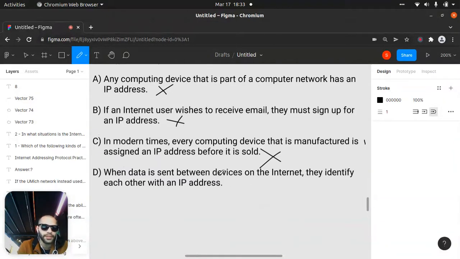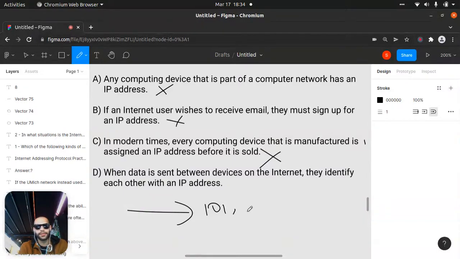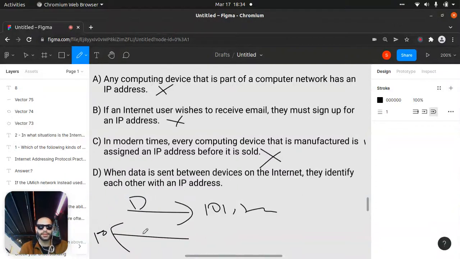When data is sent between devices on the internet, they identify each other with an IP address. It's sending information from this IP address, and it's tagging that this is the data, and it will send back to this IP address with another IP. So anyway, all is that. The answer is that. The true answer is that.